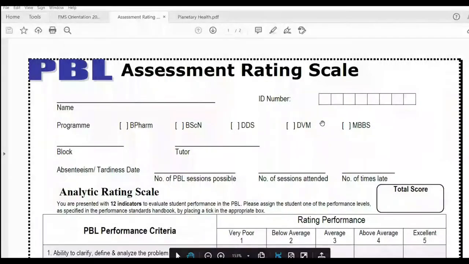So here is the PBL assessment form that is used to assess the... I'm just trying to open it. Yeah. Thank you for your patience.